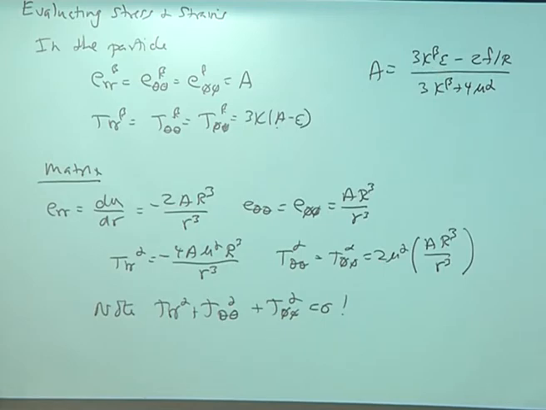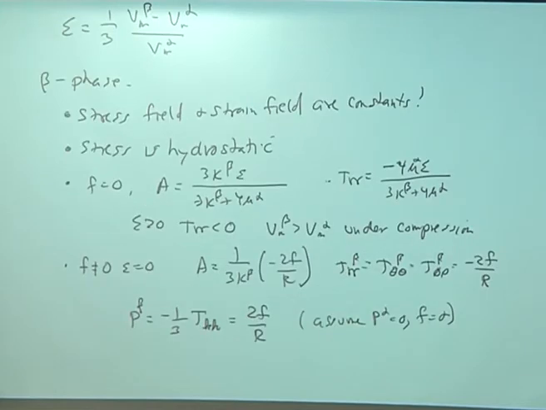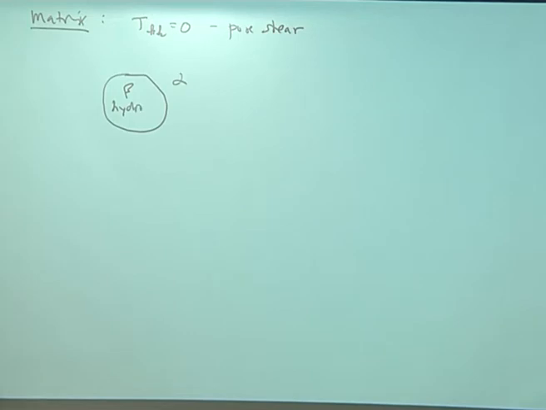Okay. So if you look at the matrix phase, the stress is equal to 0, and that means it's under pure shear. So you have this very interesting situation where you have a beta particle and alpha, where in here, it's under pure hydrostatic stress, whereas out here, it's under pure shear.